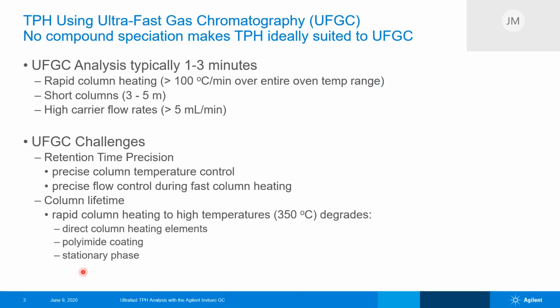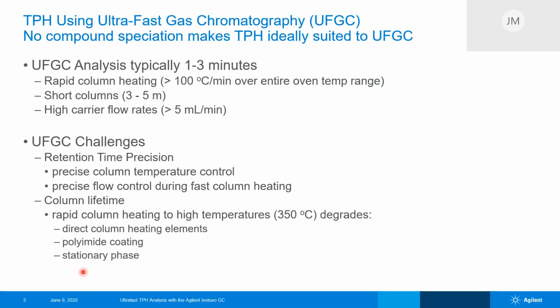And the way that we achieve this is with rapid column heating. So typically we'll ramp the oven temperature for the GC column at 100 degrees per minute or higher over the entire temperature program range. So for this particular method, it'll be from 40 to 350 degrees. Another technique for ultrafast GC is employing short, narrow columns, typically in the 3 to 5 meter range, whereas most of us who use GC columns will be using them somewhere between, say, 15 and 30 or 60 meters.